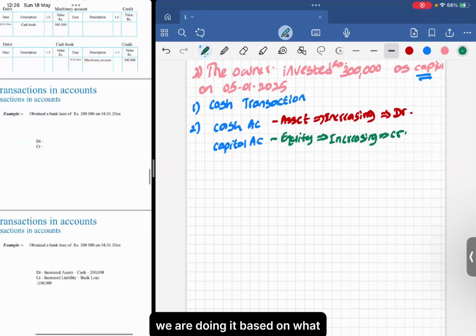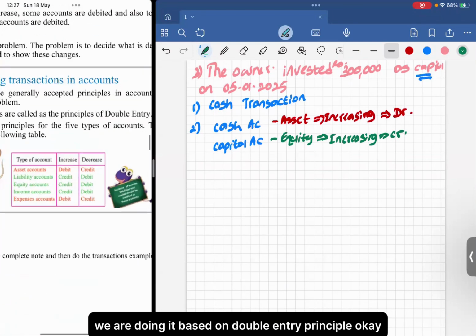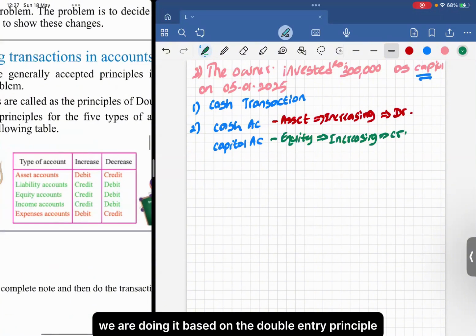So all of this we are doing based on what? We are doing it based on the double entry principle.